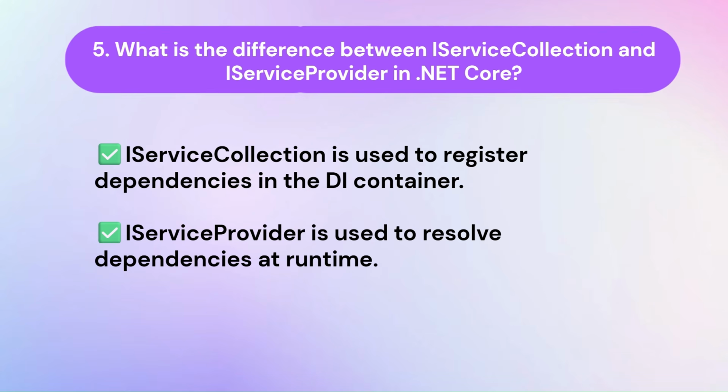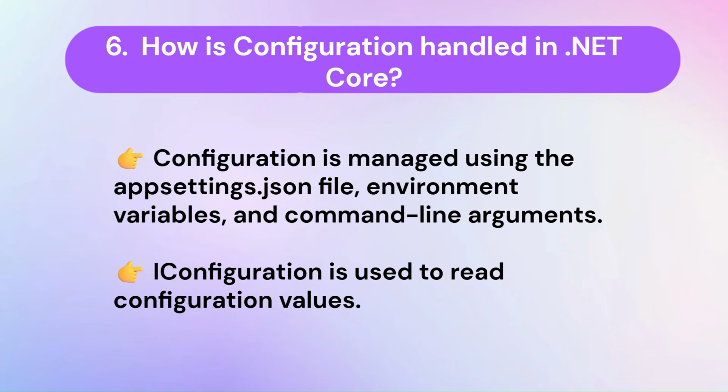Question 5. What is the difference between IServiceCollection and IServiceProvider in .NET Core? IServiceCollection is used to register dependencies in the DI container. IServiceProvider is used to resolve dependencies at runtime. Question 6. How is configuration handled in .NET Core? Configuration is managed using the appsettings.json file, environment variables, and command line arguments. The IConfiguration interface is used to read configuration values.